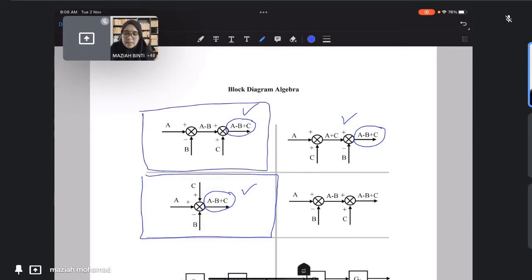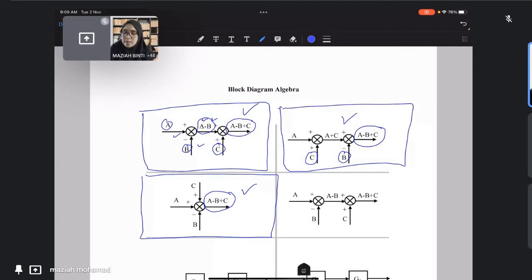Okay, so meaning A minus B plus C. So let's consider here is A minus B, and this one is plus C. Therefore we're going to solve for A minus B. Two variables, two arrows, A, B. It is the same, right? And the order is also flexible, meaning you can put A minus C first, A plus C, then only minus B, as in this diagram.